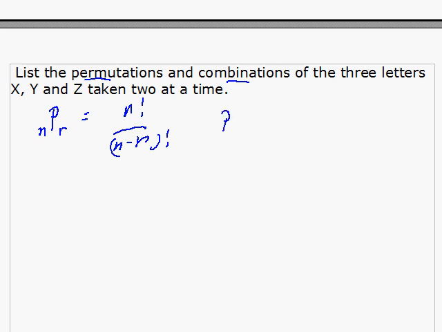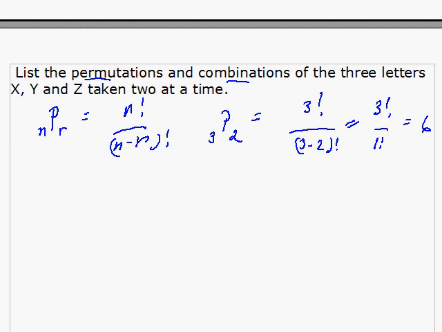In this case, we have 3 objects taken 2 at a time. So that becomes 3 factorial divided by 3 minus 2 factorial. That's 3 factorial over 1 factorial, is 3 factorial, which is 3 times 2 times 1, which is 6.